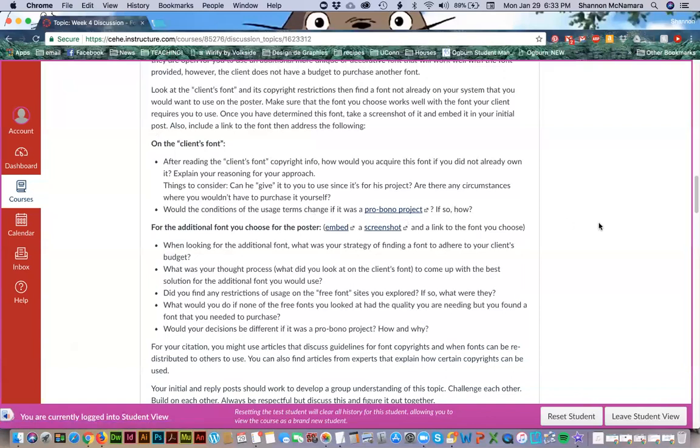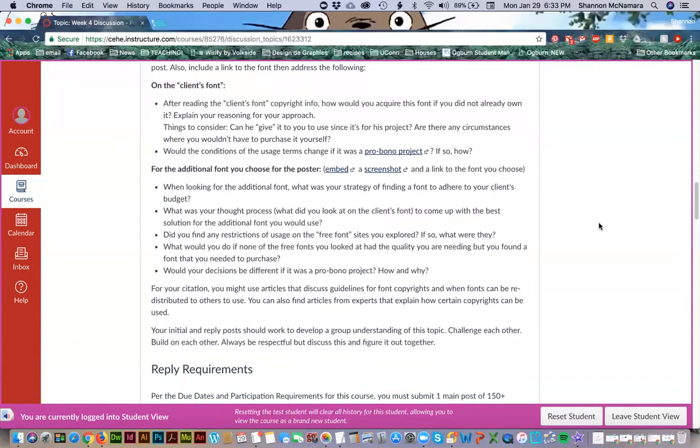If so, how? For the additional font that you choose for the poster, remember, embed a screenshot and a link to the font that you chose, and you do not need to download this font. You don't need to purchase it. You can just take a picture, a screenshot of how that font looks. So keep that in mind when you're doing the second part.